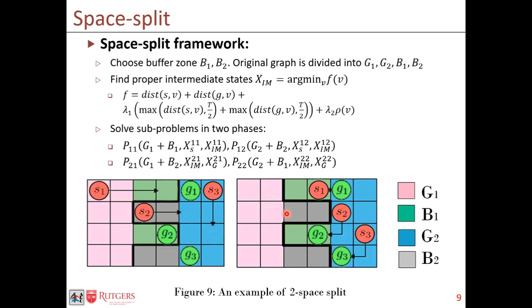In the first phase, the first subproblem is on the red part plus the green part, and the second problem is on the blue part plus the gray part, moving the robots from start vertex to intermediate vertex. In the second phase, the buffer zones are flipped, and then the robots are moved from intermediate vertex to their goal vertex.